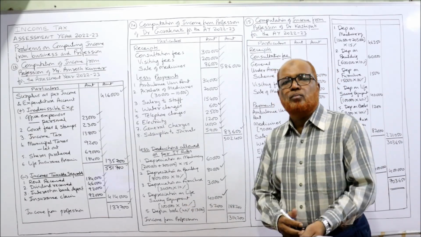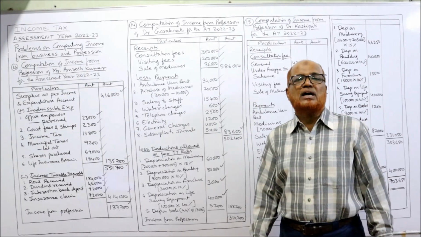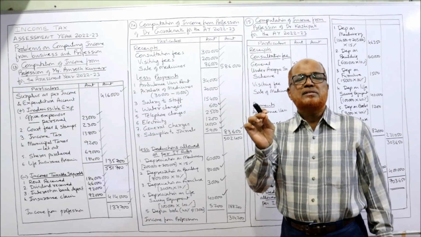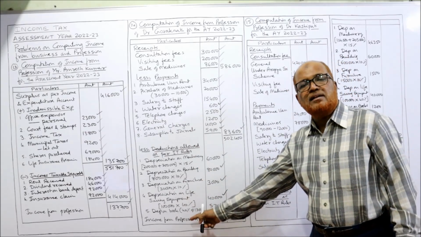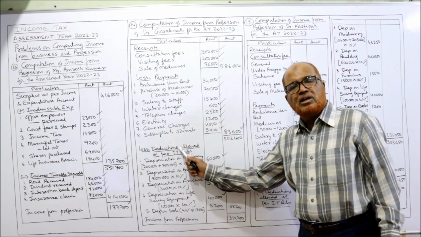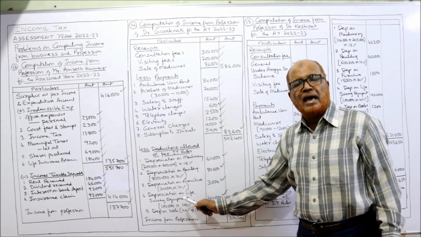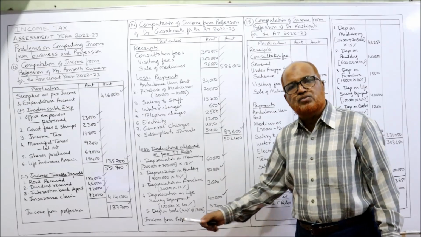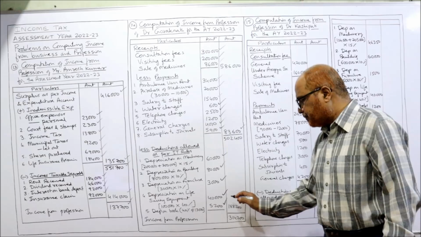Then depreciation on books. Last item, on the payment side it is given purchase of books 13,000. The rate of depreciation on books 40%. All these percentages you have to remember. Machinery 15%, building 10%, furniture 10%, life-saving equipment 40%, books 40%. So 13,000 into 40%, 5,200.